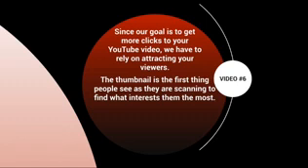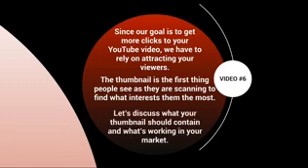So in other words, if you go to youtube.com and you type in a keyword, you're going to see all the results with thumbnails, the titles, the descriptions, and all of that. So that's the first thing that they see. So let's discuss what your thumbnail should contain and what's working in your market and how to figure that out.